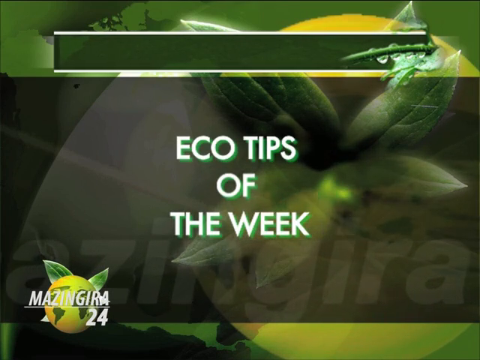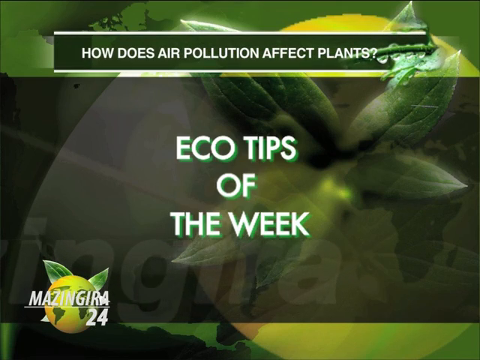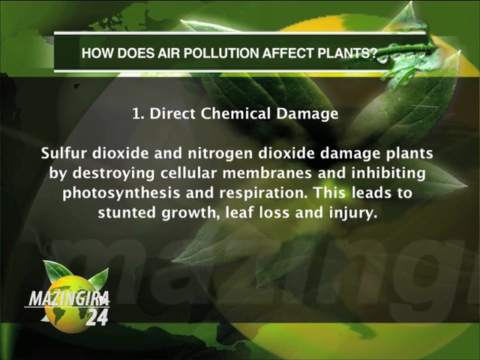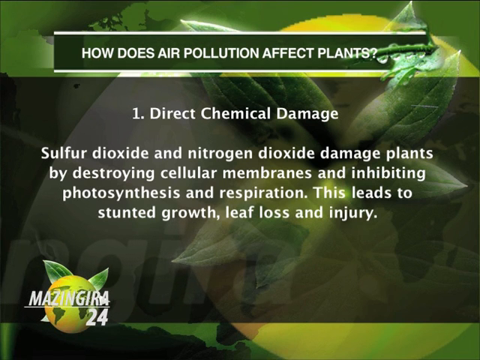This week's tips are how air pollution affects plants. Direct chemical damage: sulfur dioxide and nitrogen dioxide damage plants by destroying cellular membranes and inhibiting photosynthesis and respiration. This leads to stunted growth, leaf loss and injury.